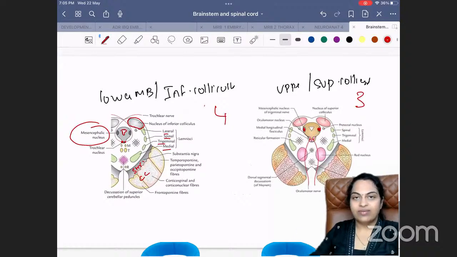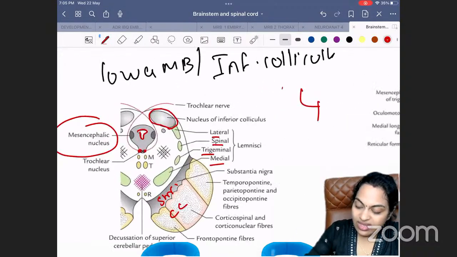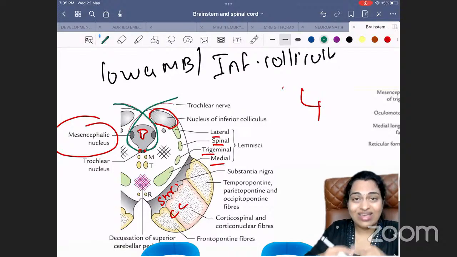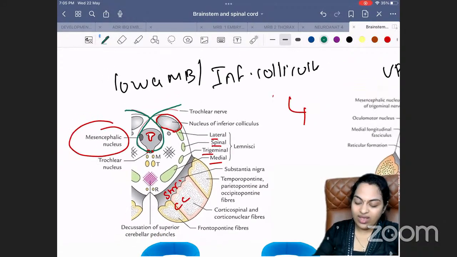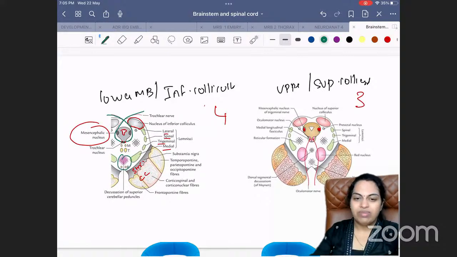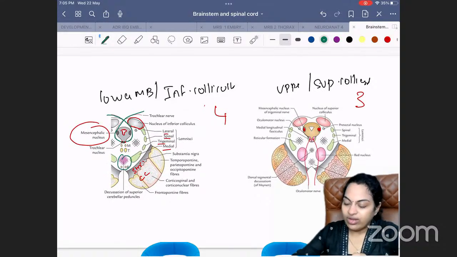Okay, so remember that. And can you appreciate the axons of the trochlear nerve? What's happening? It's going all around the periaqueductal gray matter. It decussates in the posterior midline, right? And exits from the dorsal aspect of the brainstem. Another feature that you see here is the decussation of the superior cerebellar peduncle at the inferior collicular level.